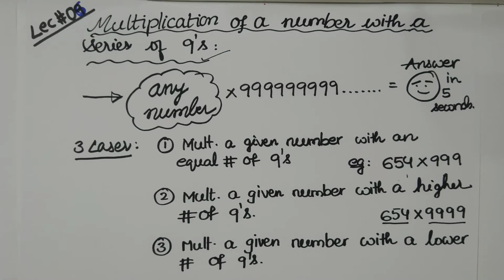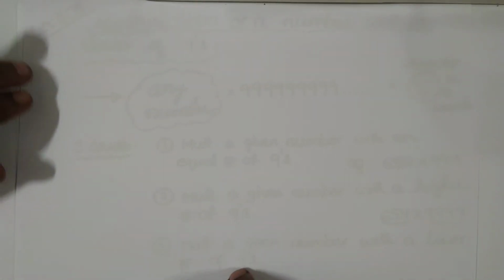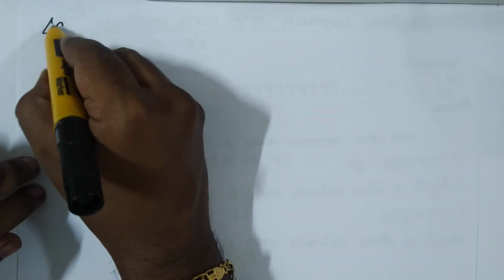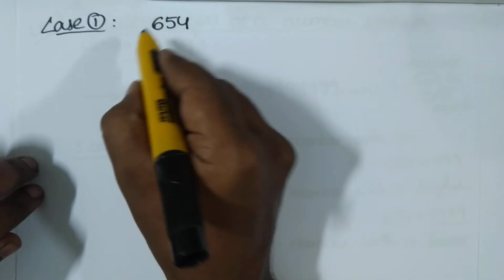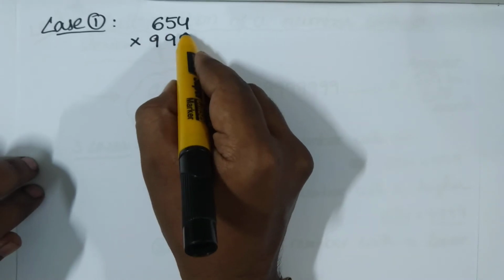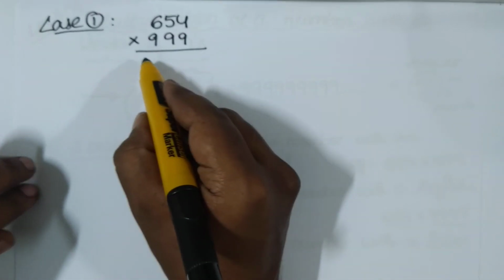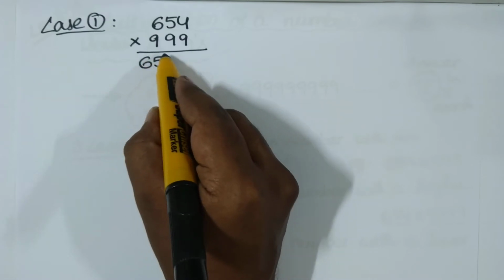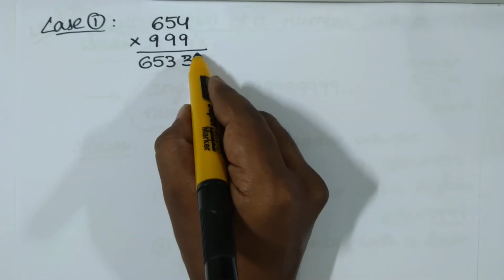Let me take one more slide now. Let's take case 1. Let's take the same example: 654 multiplied by 999. In no time I get the answer. The answer is 653,346. That's it. How did we do this?